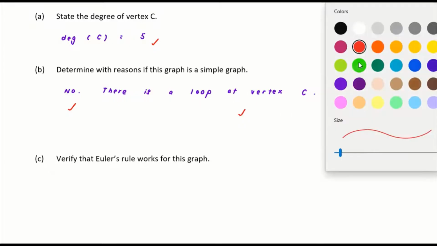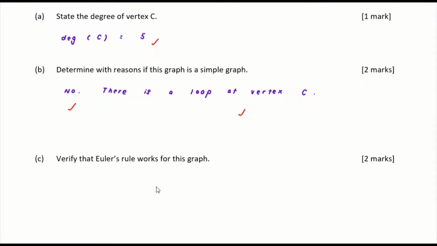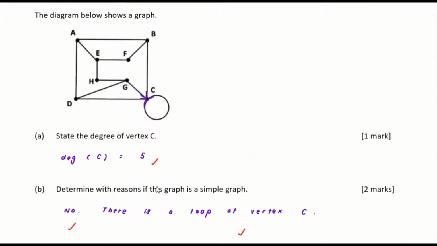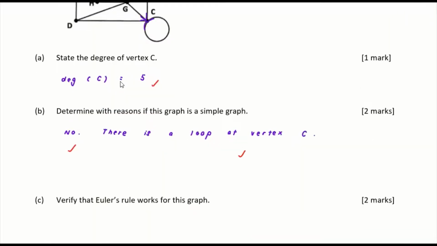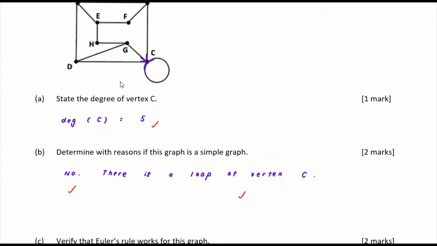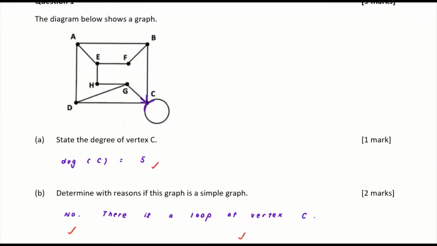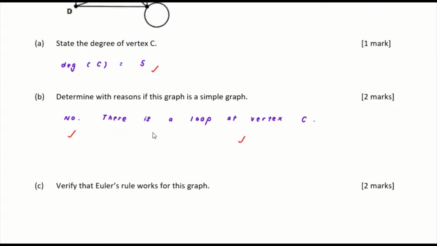Next, part C: verify that Euler's rule works for this graph. You can see that there's no intersection between the edges, except at the vertices. So Euler's rule should work. Remember, when you verify or use Euler's rule to prove something, you must make sure that you're writing down everything.